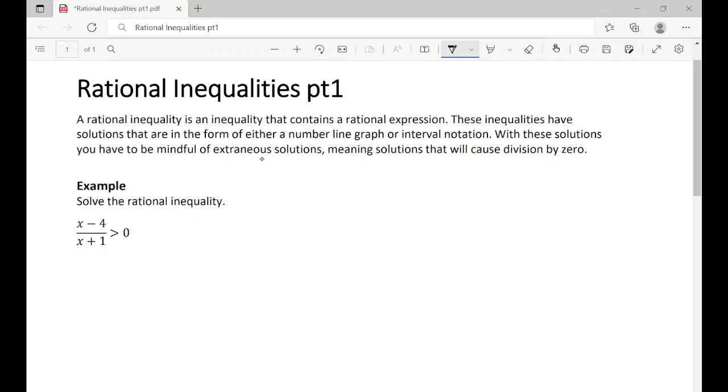So if one of your answers has an extraneous solution, you have to get rid of it because it cannot be allowed.